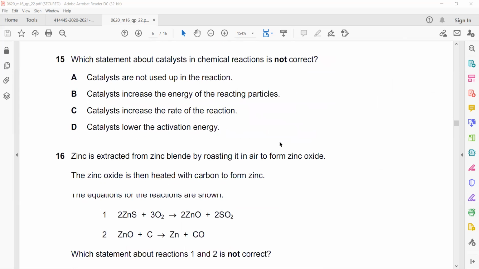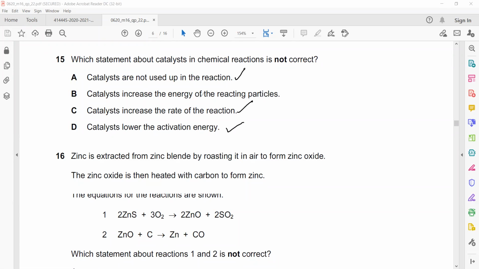Question 15. Which statement about the catalyst in a chemical reaction is not correct? Catalysts are not used up. That's true. Catalysts increase the rate of reaction. That's also true. They lower the activation energy. That's also true.